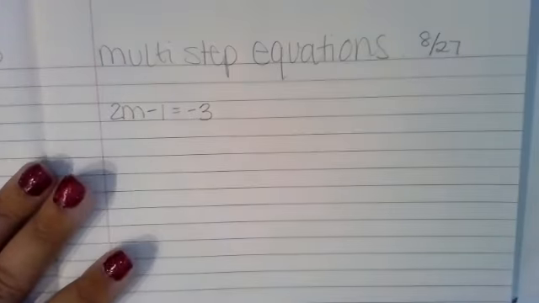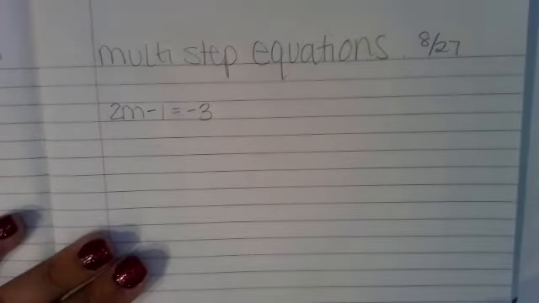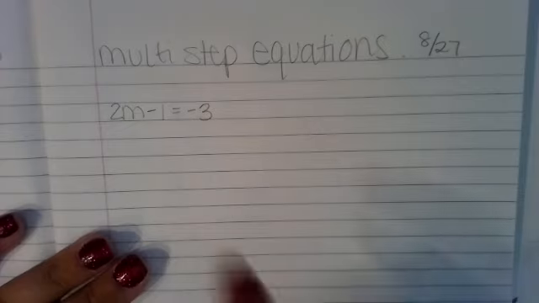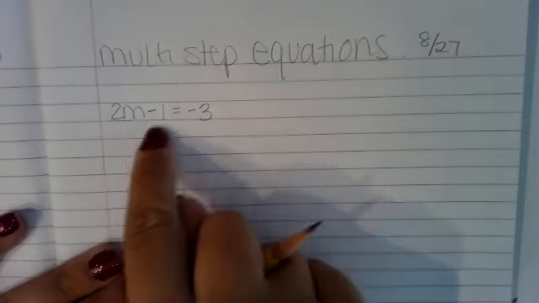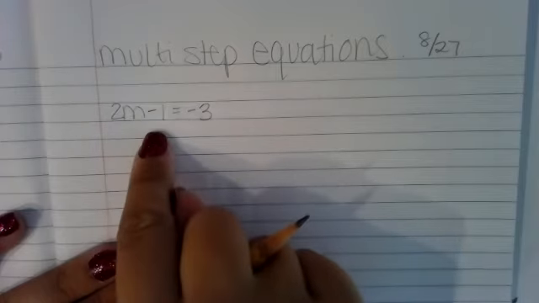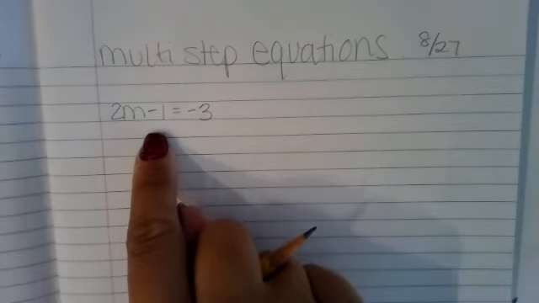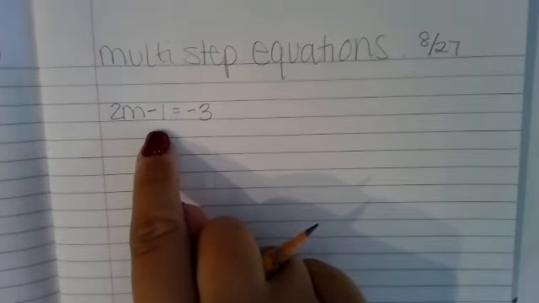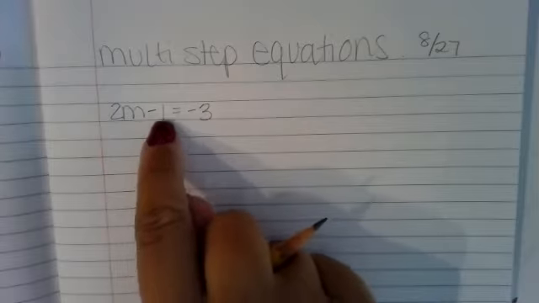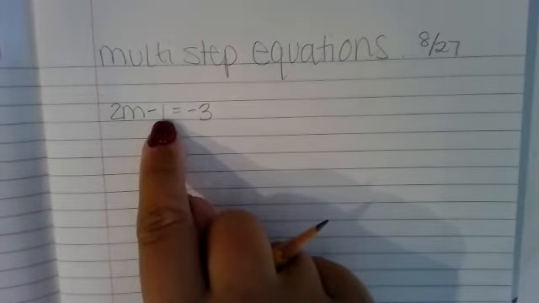I have 2m minus 1 equals -3. So our entire goal here is to isolate the variable, which is m. And in order to do that, I need to start removing the other things from this side of my equation. The first thing I'm going to do is move this constant, which is the -1. And in order to get it to move, I have to do the inverse. So since this is a -1, the inverse would be a +1 or adding 1.